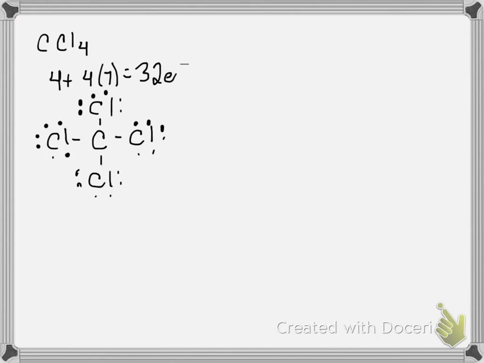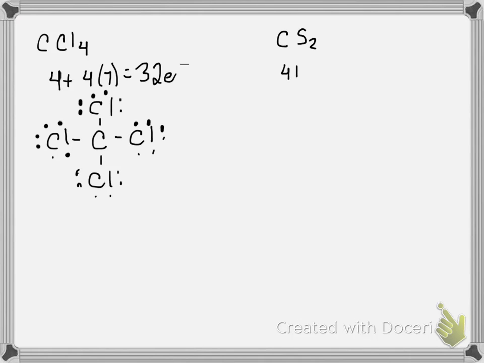Now you check your central atom. It feels the effects of 2, 4, 6, 8 electrons. It has 4 bonds around it. Every bond is 2 electrons. That's 8 electrons. Every atom has to have an octet, has to feel the effects of 8 electrons, with one exception, and that's hydrogen, which we get to in a moment.